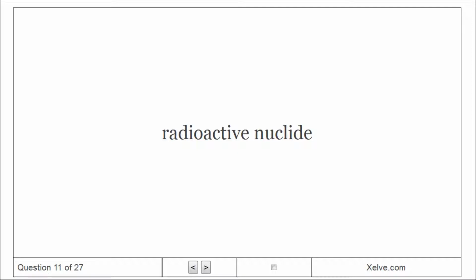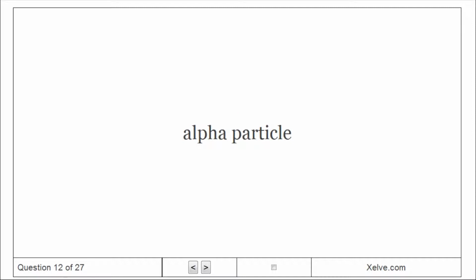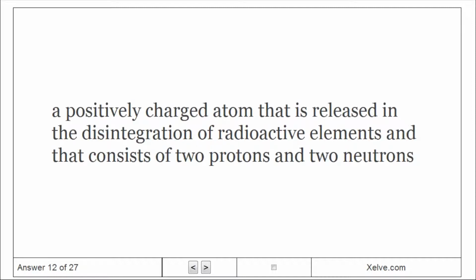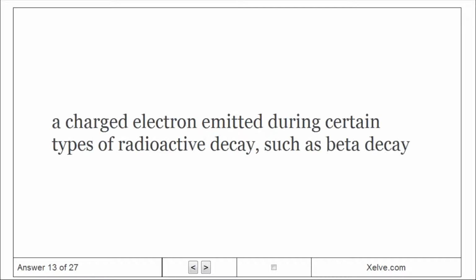Radioactive nuclide. A nuclide that contains isotopes that decay and that emit radiation. Alpha particle. A positively charged atom that is released in the disintegration of radioactive elements and that consists of 2 protons and 2 neutrons. Beta particle. A charged electron emitted during certain types of radioactive decay, such as beta decay.